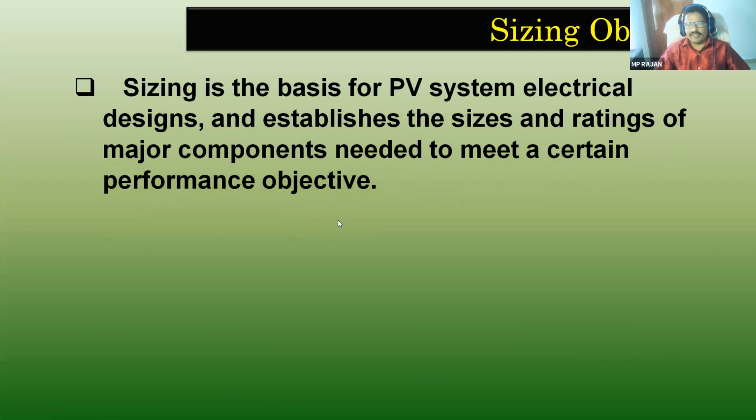Okay, so what is the sizing objective? Sizing is the basis of PV system design, electrical design. We should know the rating of the major components, because this is an electrical installation.